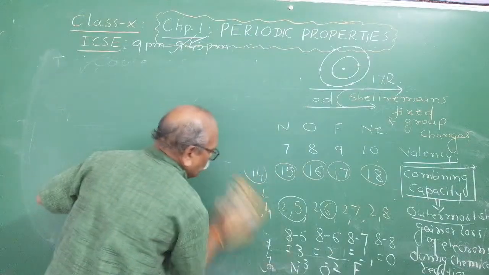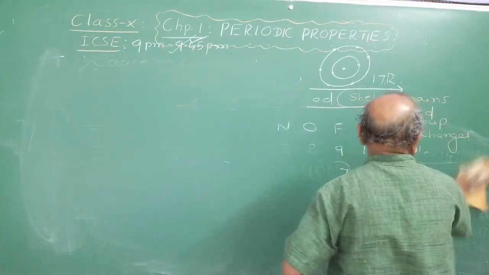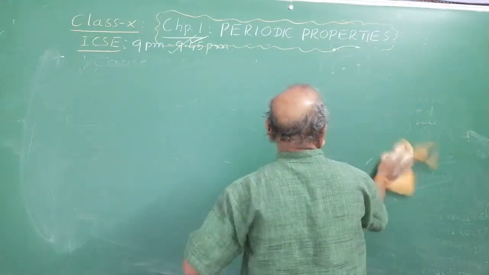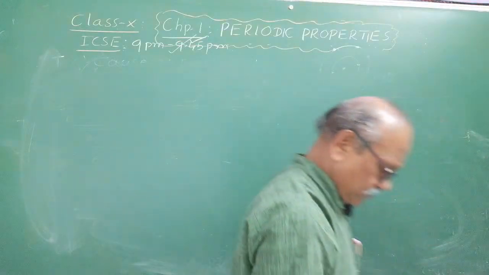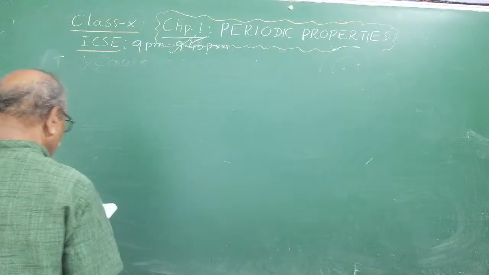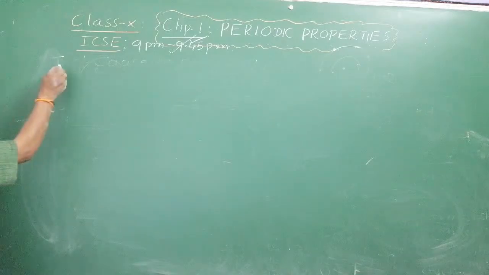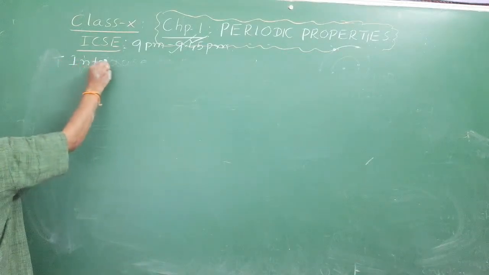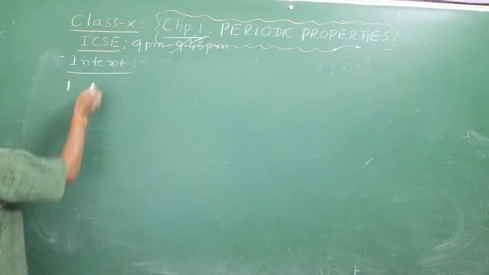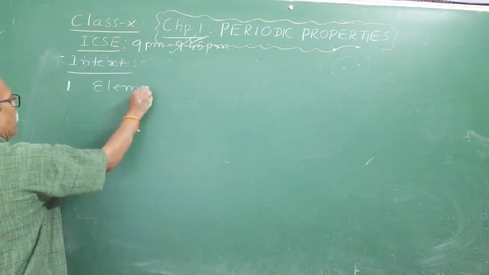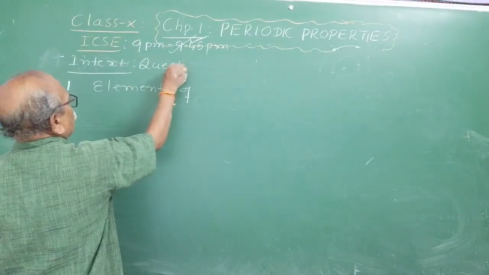I will take 1 or 2 questions to test your understanding. Note down the in-text questions on this periodicity, right? I will give you 1 or 2 questions. Let me see how many of you can answer. I will ask some simple in-text questions. First question, elements of group 1. Take this question, all of you. Our aim is to prepare you for the exam.